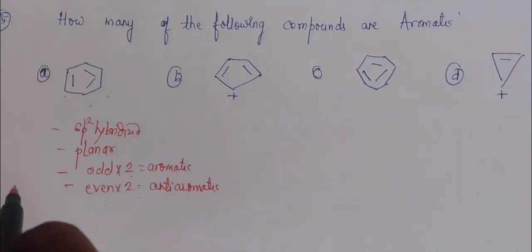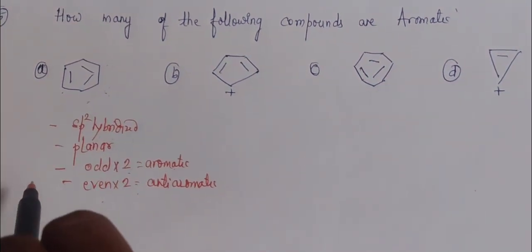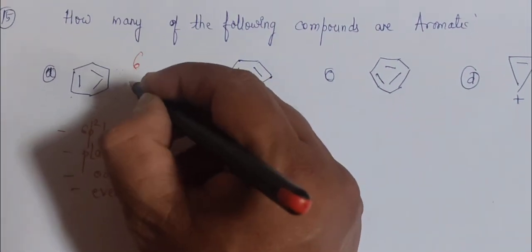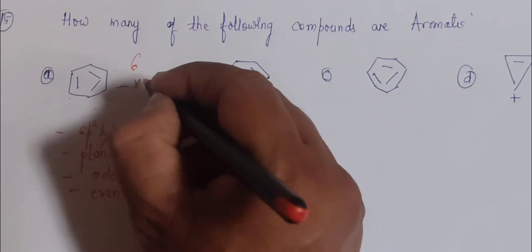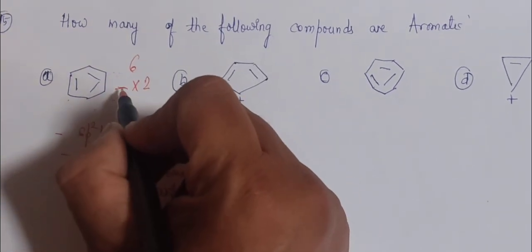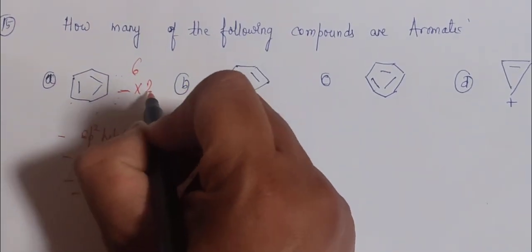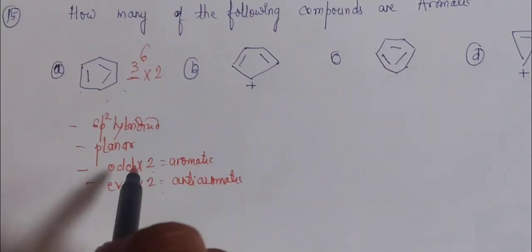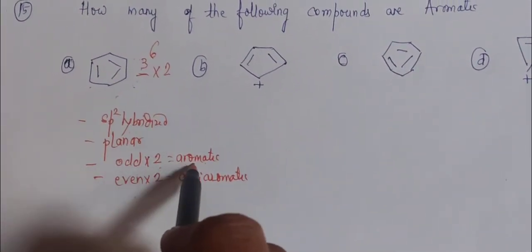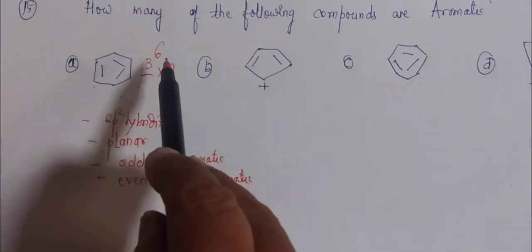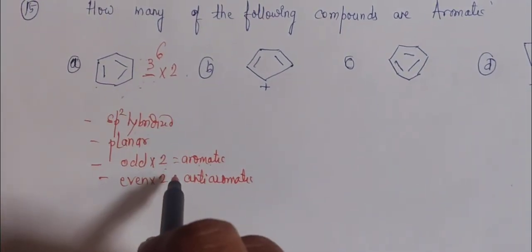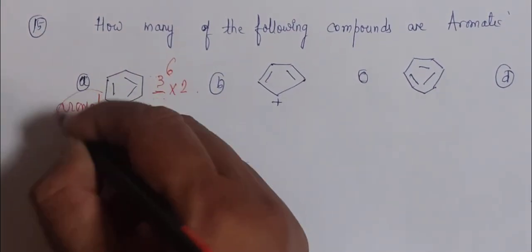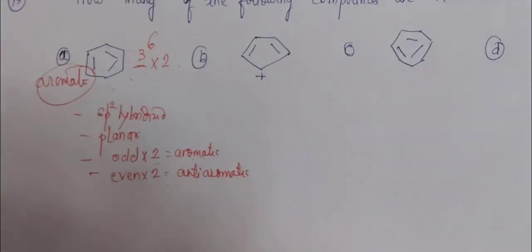Now when we say 6 here, what is the product in this case? We have 6 electrons, so we can say this is something into 2. What into 2 will give you 6? It is 3. So that is the meaning of odd number of electrons. So odd into 2 is 6. So this compound is aromatic. This is a short trick to identify.